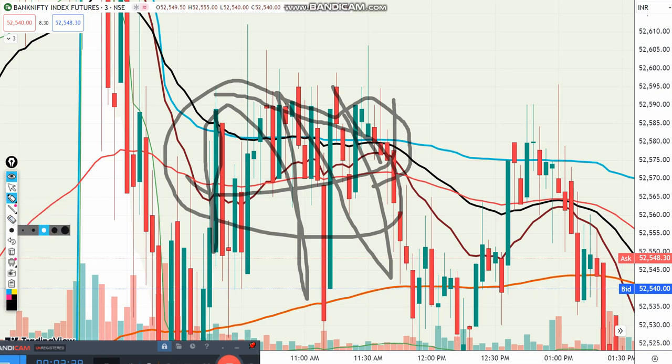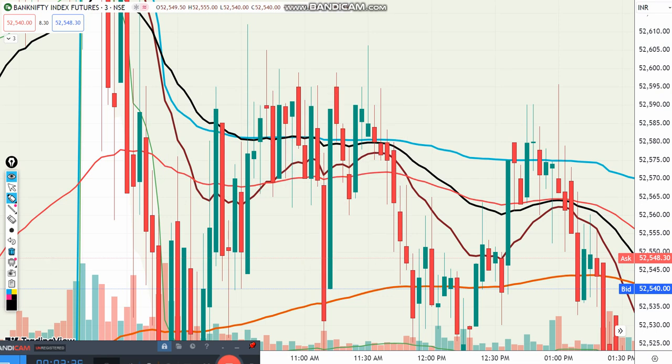forcing me to enter into big trades with all the money. So I lost all the money here again. Again, I lost all the money here.